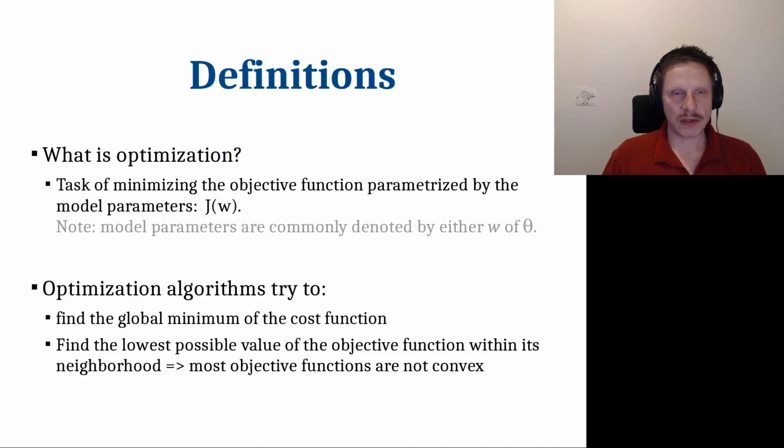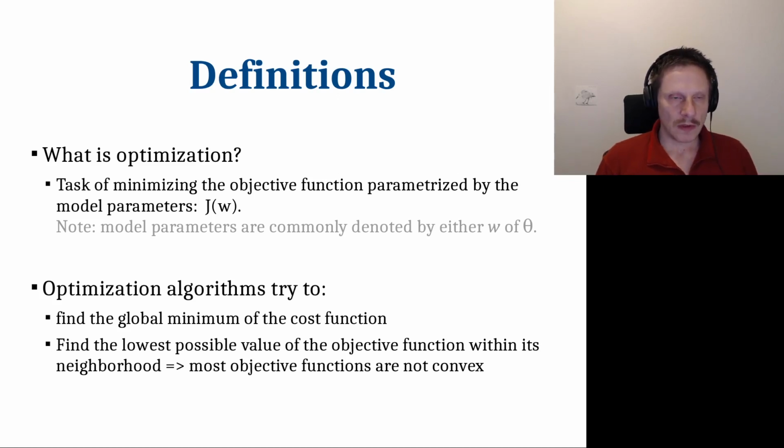So what is optimization? By optimization, we typically mean, in machine learning and in deep learning specifically, the task of minimizing the objective function parameterized by the model parameters. So we will typically denote this function with these parameters as J of w. And w here are the model parameters, the vector which contains all the model parameters. Another common notation for these parameters is also theta. You will see that in other slides and lectures often. So keep in mind that usually these are the two most common symbols for that.